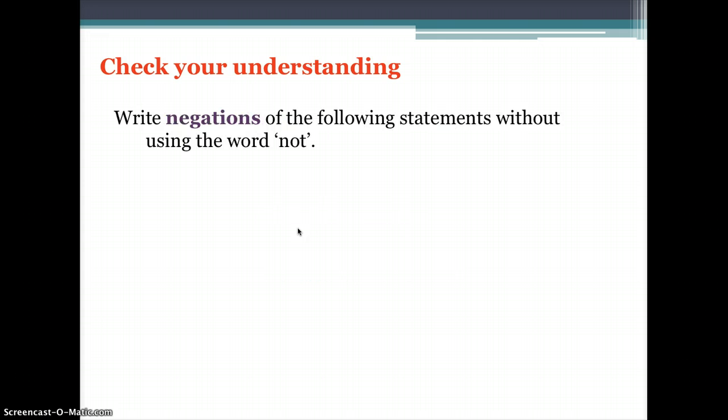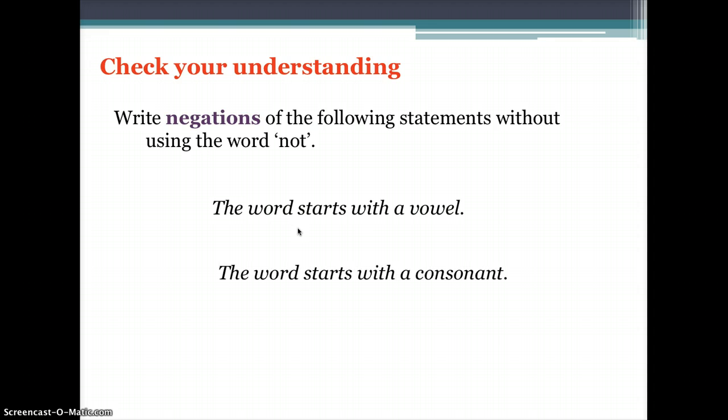Okay, now this time, write negations of the statement or proposition without using the word not. The word starts with a vowel. Okay. To negate this proposition, we could say the word starts with a consonant. You know that there are only two types of letters. It can be a vowel or a consonant. So if it's not a vowel, it's a consonant. So you don't have to use the word not.